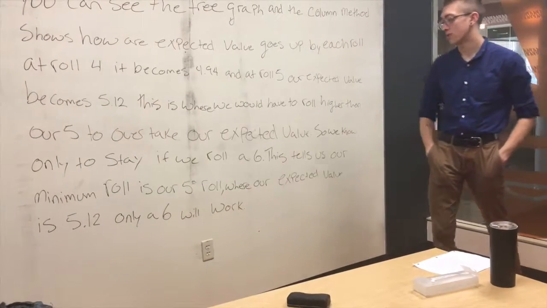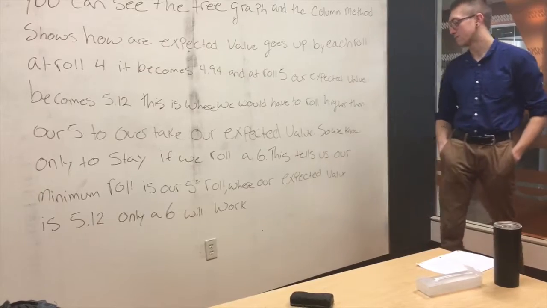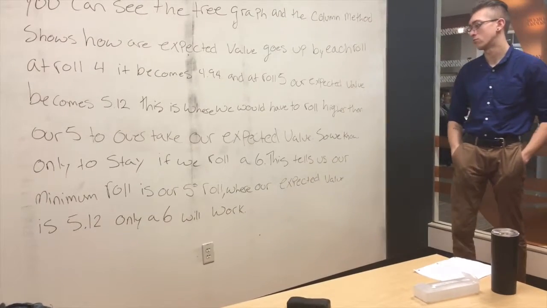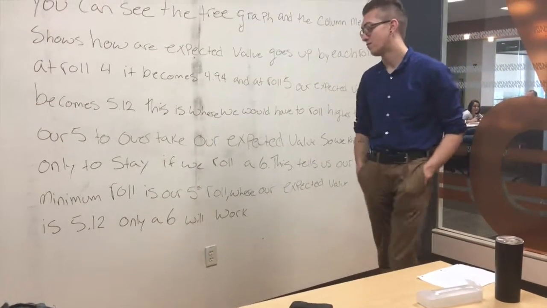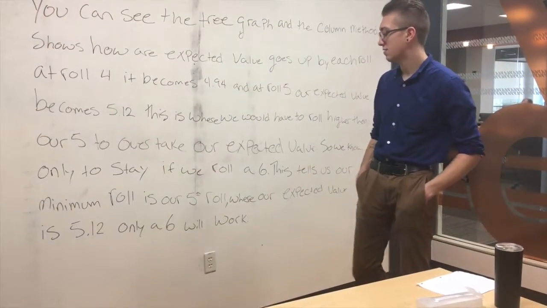So we know only to stay if we roll a 6. This tells us our minimum roll is our fifth roll, where our expected value is 5.12, and only a 6 will work.